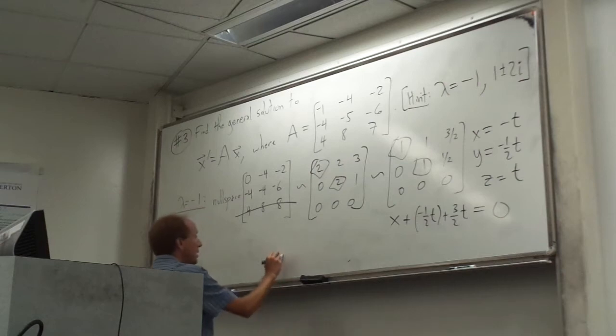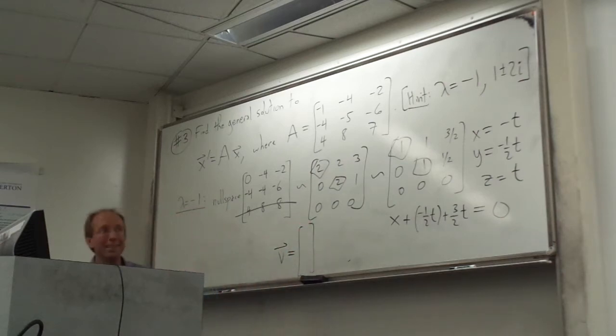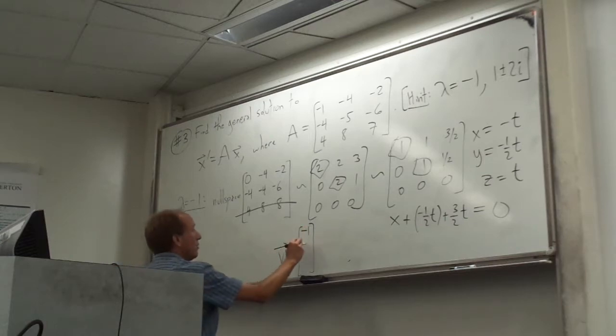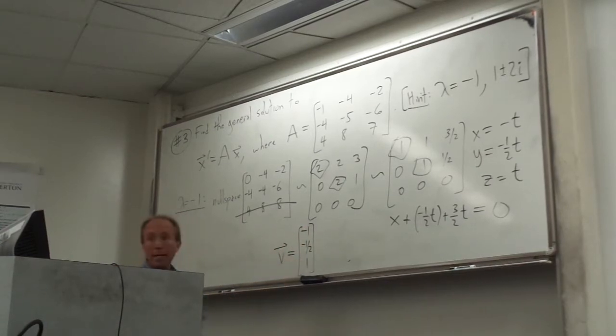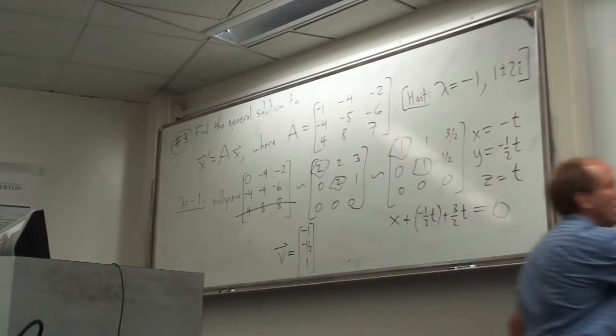So can somebody give me an eigenvector that we could write down for this particular eigenspace? Negative 1, negative 1/2, and 1. That's after you bust out the t. Okay, bust out the t, that's what you're going to get. All right, so we have that one.